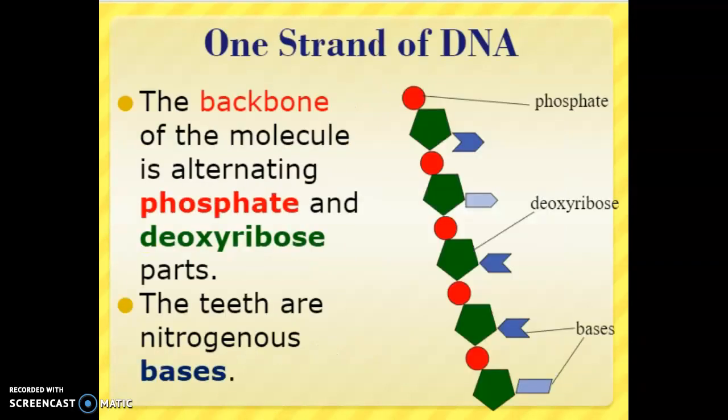So if we look closer at one strand, this is one side of your DNA molecule. You have alternating phosphate, which is those red molecules, and then the green molecules are the deoxyribose, and those alternate all the way down the DNA. Connected to the deoxyribose are these middle things, and those are called nitrogen bases. These blue nitrogen bases are actually what forms the code on the DNA.